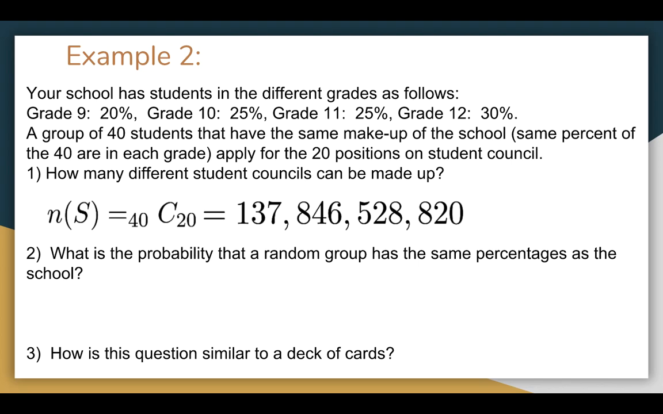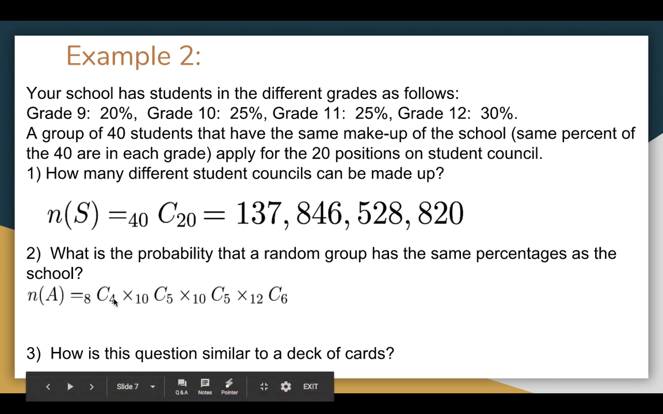Probability a random group has the same percentages as the school. That's where you have to kind of break them up. So say we want to make sure that 20% of the 20, 25% of the 20, 25% of the 20, and 30% of the 20 are those different grades. So we know that with 8 grade 9s, we choose 4 of them.